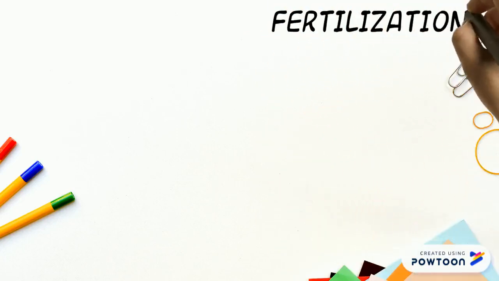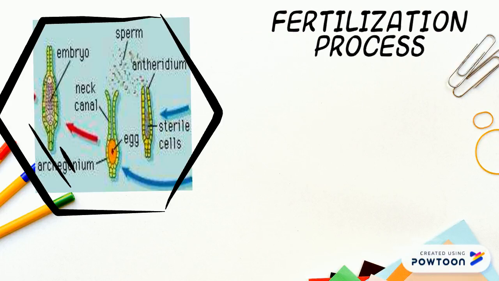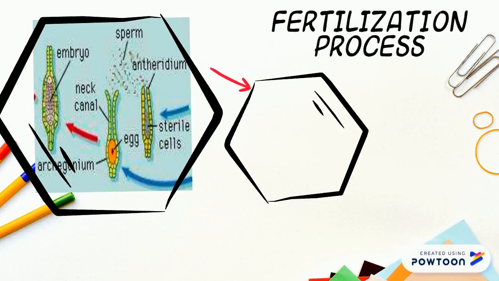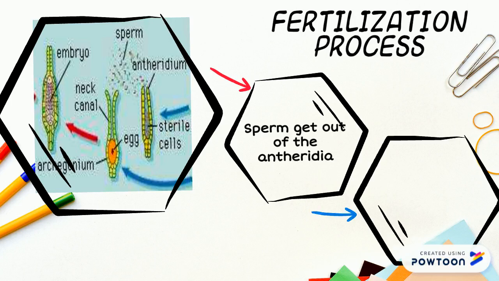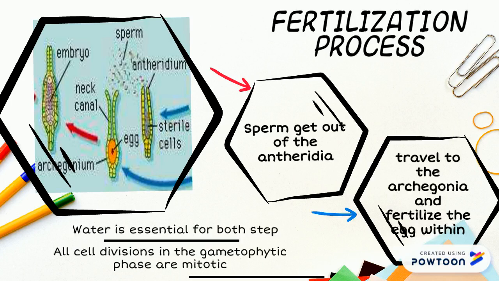Once an antheridium has matured and contains sperm, the sperm need to get to the eggs in archegonia. The first step is for the sperm to get out of the antheridia, and the second is to then travel to the archegonia and fertilize the eggs within. The water is essential for both steps.